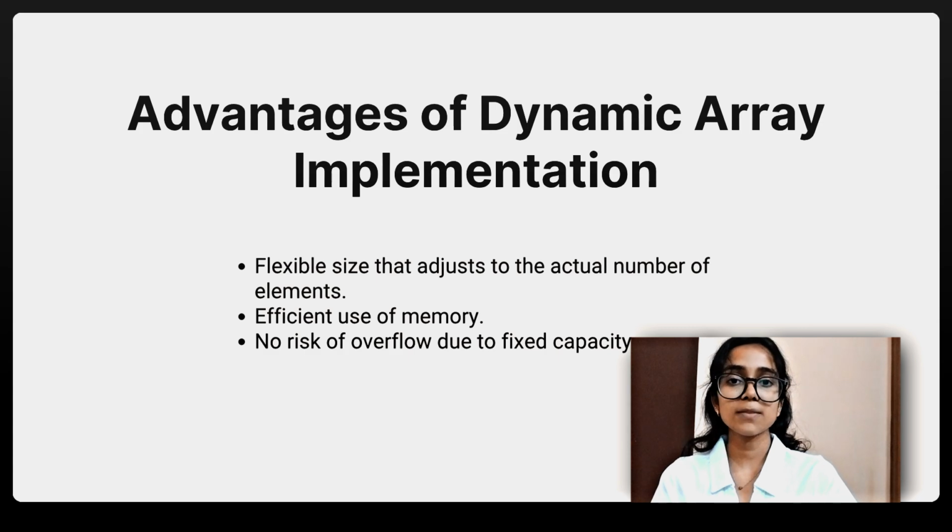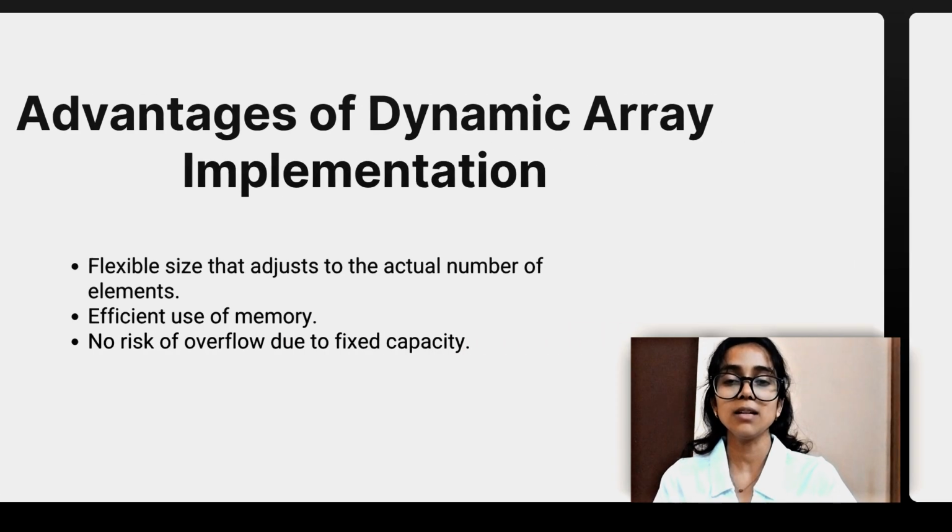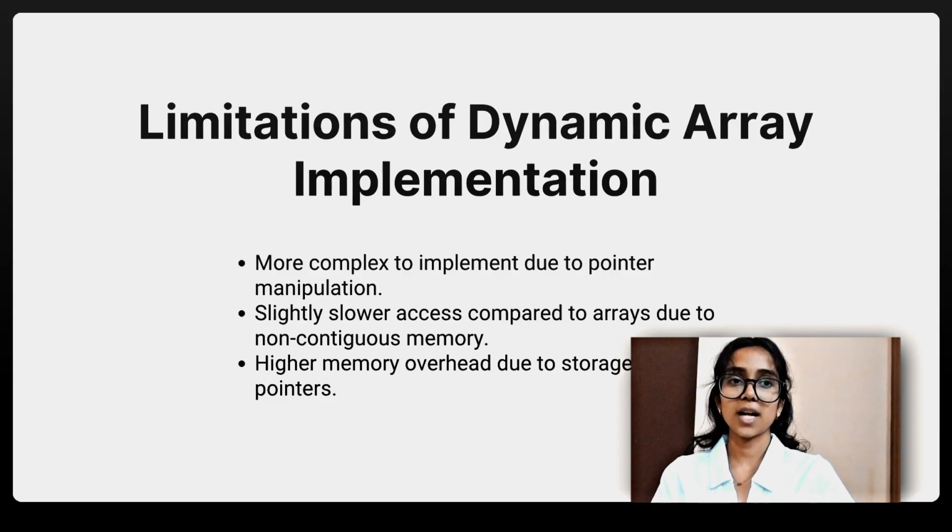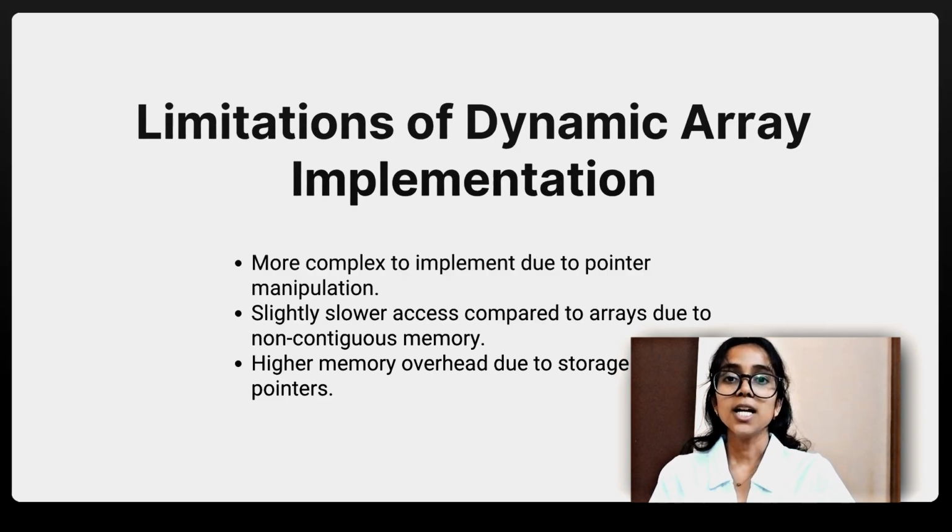Advantages of dynamic array implementation. The size is flexible so it adjusts to the number of elements. The memory is efficiently used and there is no risk of overflow as the memory is allocated depending upon the number of elements. Limitations of dynamic array implementation. It is more complex to implement due to pointer manipulation. It is slightly slower as compared to static array due to non-contiguous memory. Higher memory overhead due to storage of pointers.